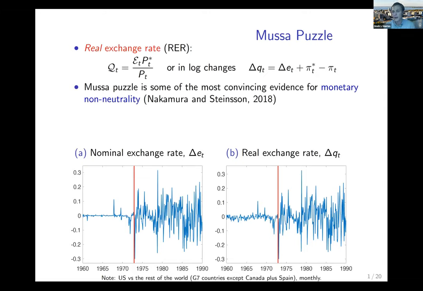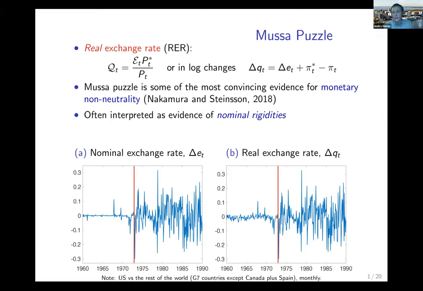We know that it is very hard to come up with any exogenous variation in the monetary policy, and yet this episode provides something like a regression discontinuity design. We see a switch from peg to float, and we see that the properties of the real variables, the real exchange rate, change overnight, almost immediately, right? So that's an interesting fact.